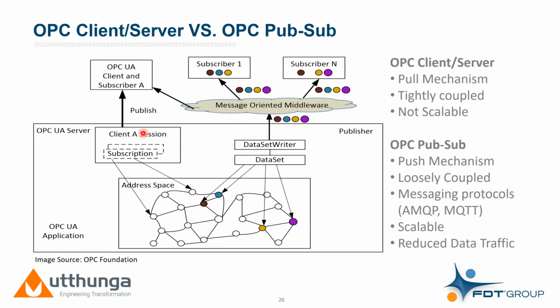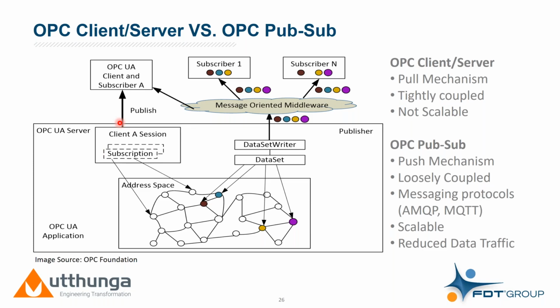In the case of OPC client server architecture, as you can see here, it is required for the server to maintain a client session for each client that it connects to. So it works very well when we have a series of data that needs to be fetched by this OPC UA client. So it is the client which pulls the data from this server, and it works very well in such cases. But as you increase the number of clients, the server has a resource constraint because it has to maintain the client session for each client that it connects to.